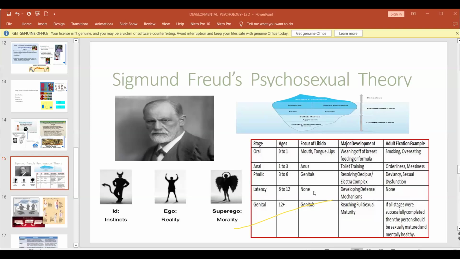But there is a danger. If the child has a conflict in the previous stages, the child will be obsessed with that during this stage as well. And there is no adult fixation as such because there's no body part here.